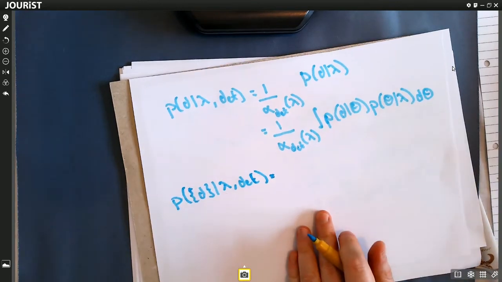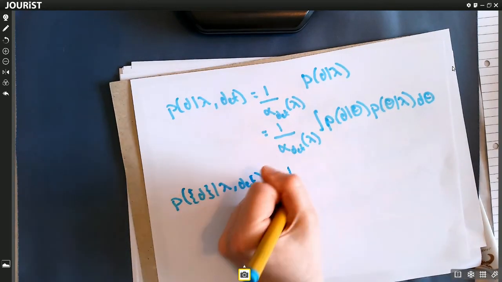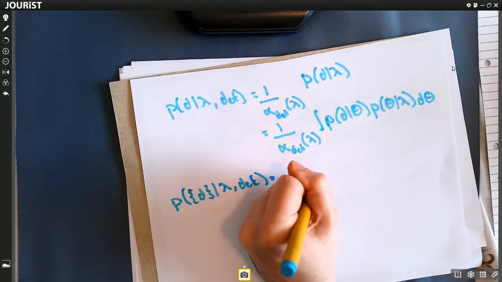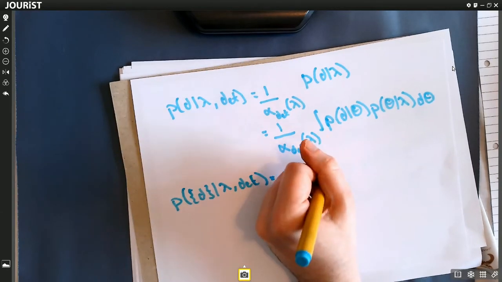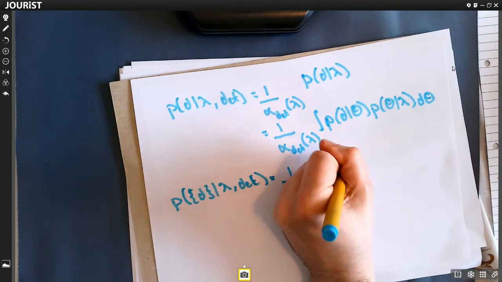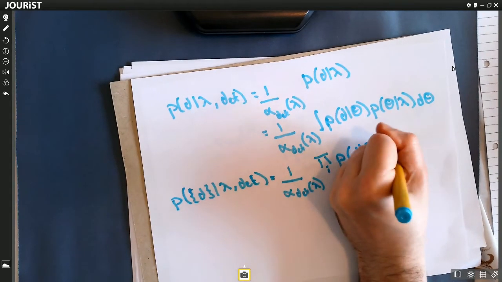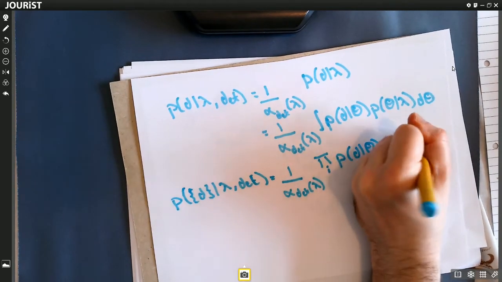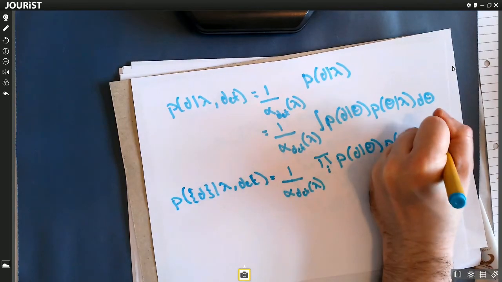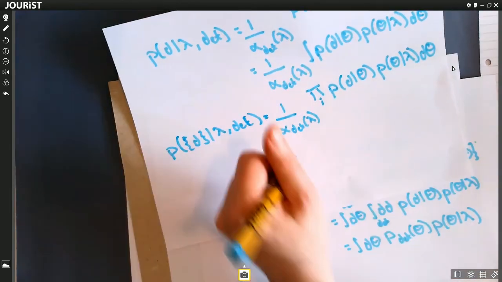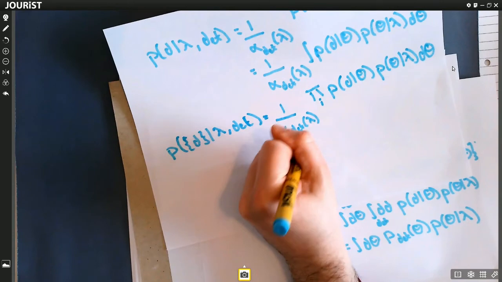What are we going to have? We're going to have 1 over alpha det lambda here, and then the product of all of these for our individual events, P R D given lambda. Okay, and this might make a bit more intuitive sense if we write this out now.